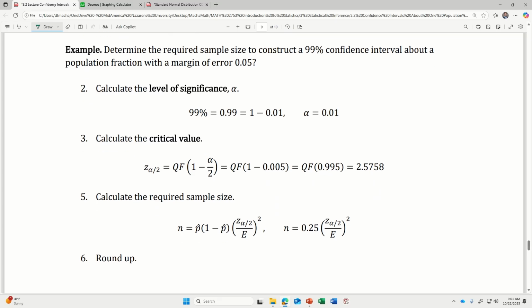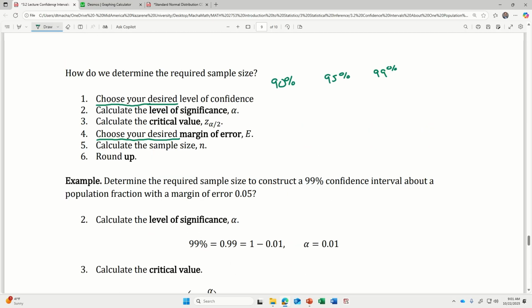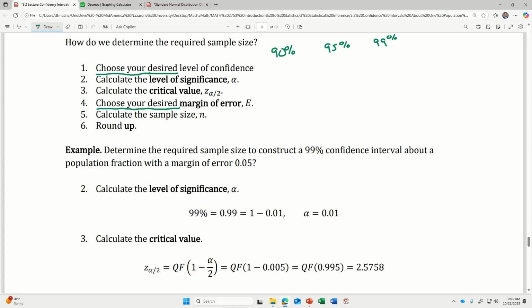Okay, determine the required sample size to construct a 99% confidence interval about a population fraction with a margin of error 0.05. Step number 1 is already done for us. Step number 1 says choose your desired level of confidence. This time, let's say we want 99% confidence. So step number 2, we calculate the level of significance, which is, okay, 99% means there's a 1% chance I get a statistic outside of the confidence interval. So my level of significance is 0.01.